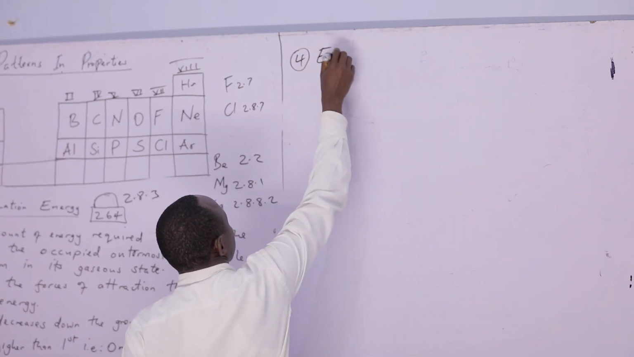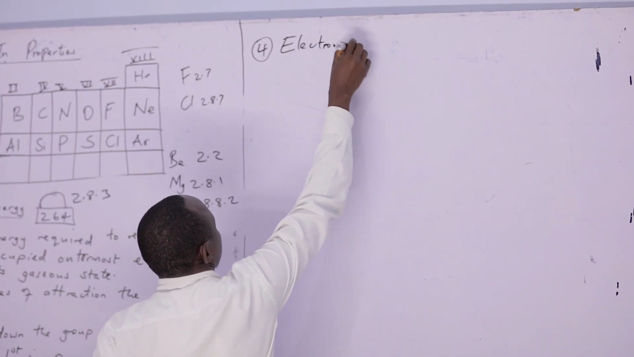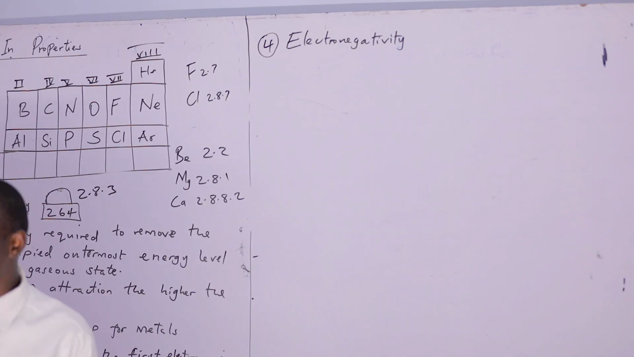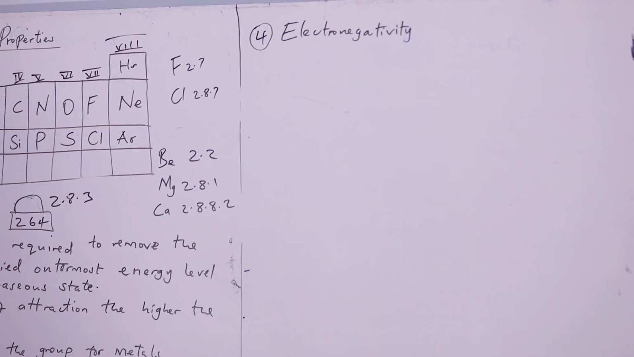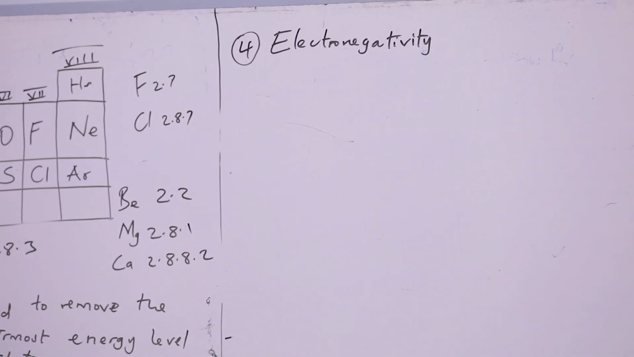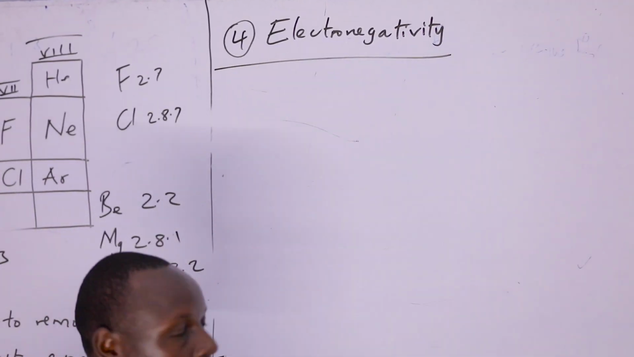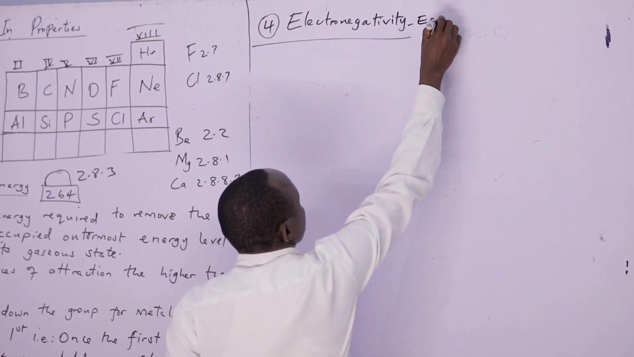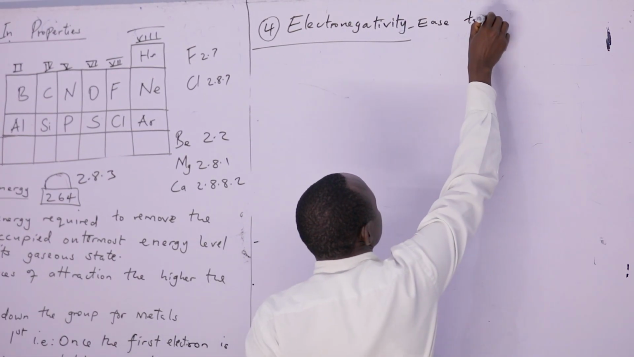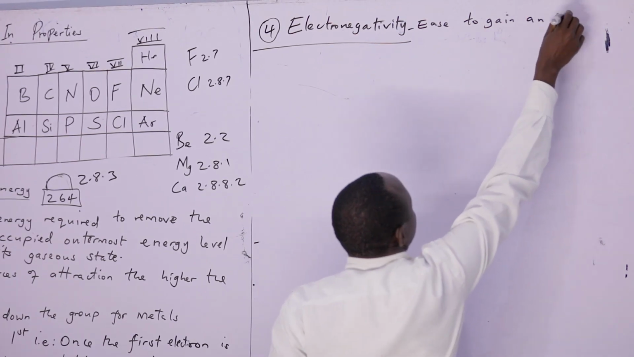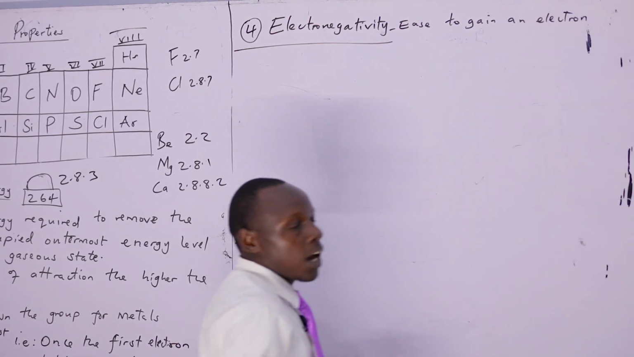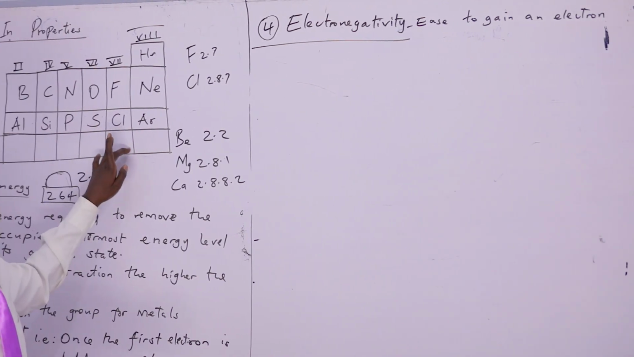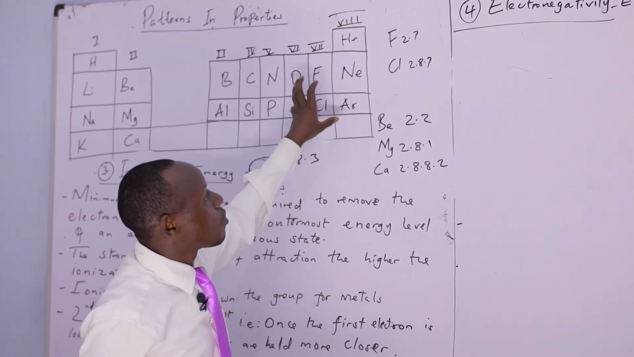Number 4 is electronegativity. Now, electronegativity is the ease to gain an electron. How easy can an atom gain an electron? So this applies for group 7 elements, the halogens.